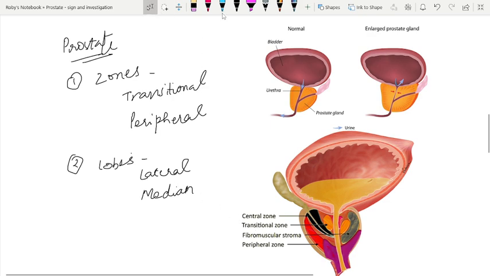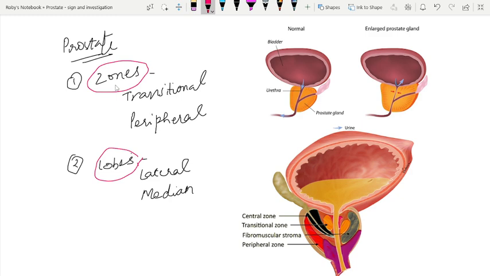In prostate, generally we talk about the zones and lobes. In zones, we talk about two zones particularly which are very important. One is transitional, another is peripheral. By the name transitional, you can correlate it with the transitional epithelium. Transitional epithelium is present in the prostatic urethra like this. So transitional zone will be around the urethra like this. This portion will be the transitional zone.